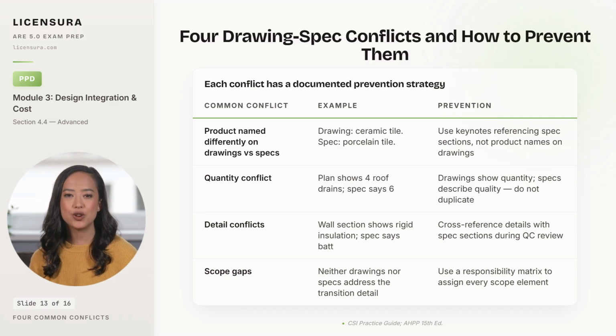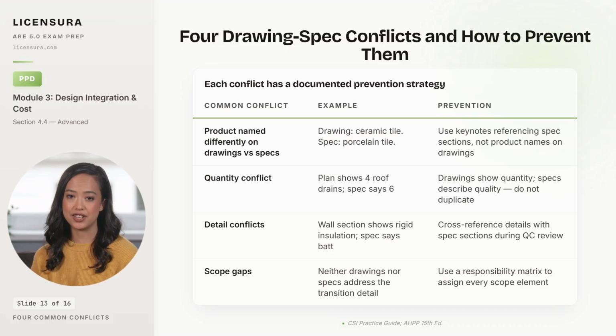The wall section shows rigid continuous insulation, and the spec says batt insulation, and the contractor installs whichever is cheaper. The fix is a cross-reference of every detail against its spec section during QC review, before the set issues.